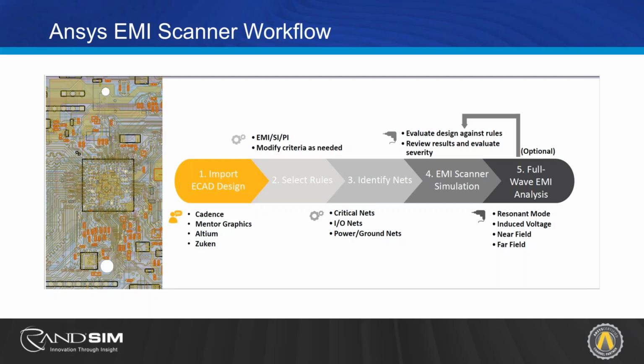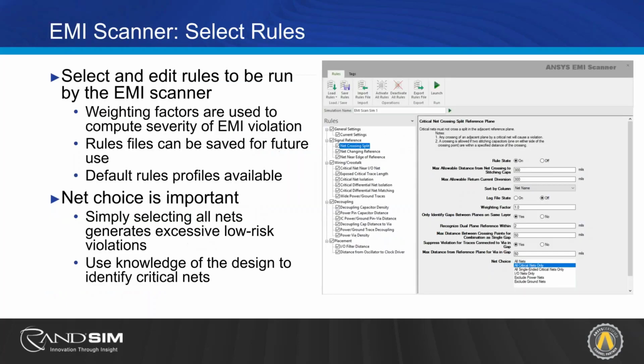You will run the EMI scanner, and that will output the evaluation of the design and show you all of the flagged issues and rate them on a degree of severity. And then if you want to take it the next step further, you could actually perform full wave EMI analysis on the failures to get better insight as to what frequencies and regions and the fundamental interaction of how that EMI failure is being generated. And that's done through a resonant mode, an induced voltage, a near field, or a far field.